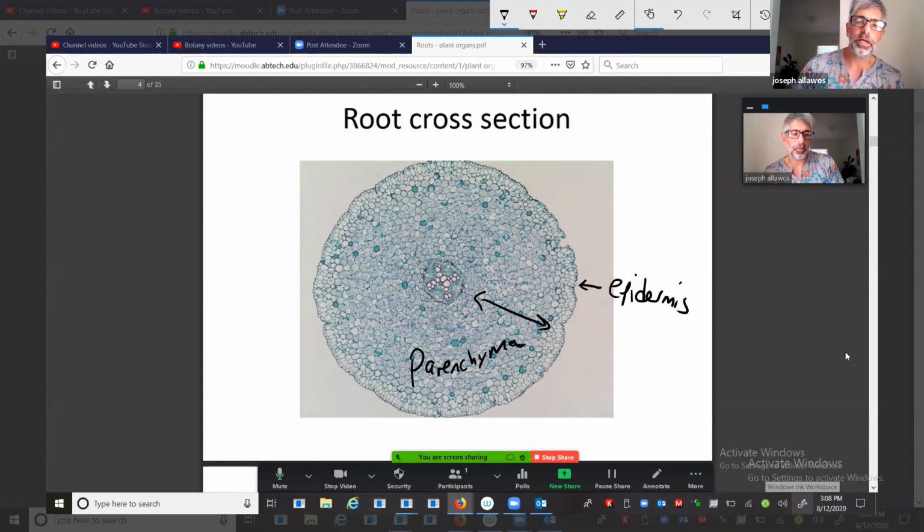Now we have several layers in here that are difficult to see. I'm going to draw them in. I'm going to draw a layer here. It's a single layer of cells.